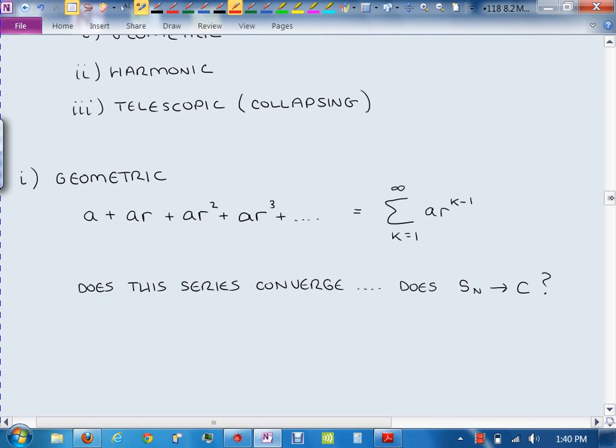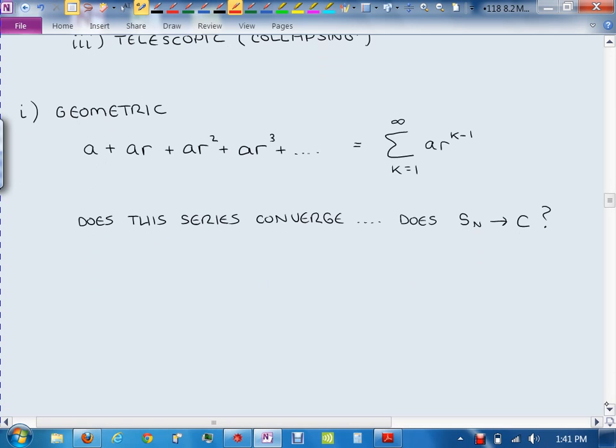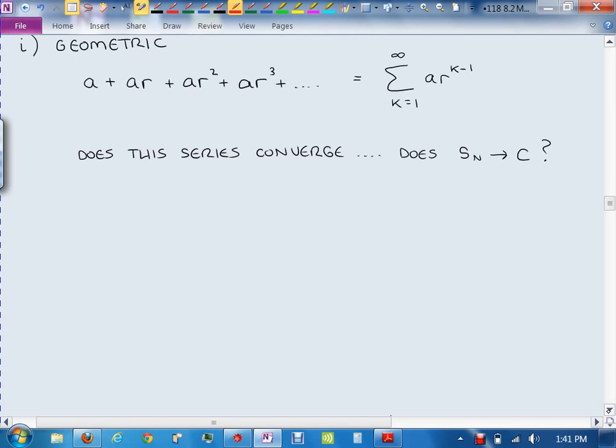The instinct would be that when r is bigger than 1, it would diverge, and when r is less than 1, it would converge. That seems to make sense, but mathematically we have to show it. So let me show it to you, and then see if you can follow it. This is a very, very cool proof of this.